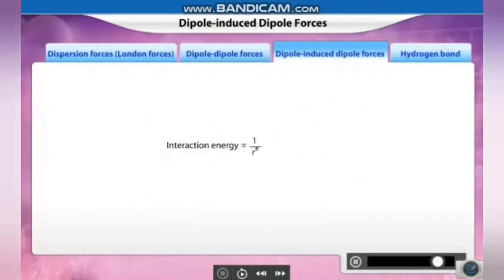Such forces are called dipole-induced dipole forces, and the force is inversely proportional to the distance between the two molecules.